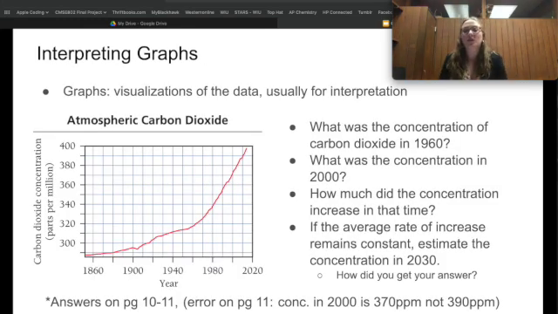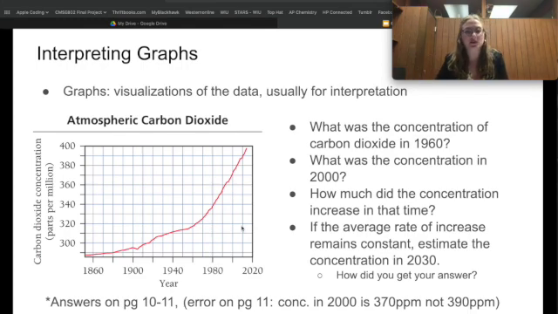The other thing that we often do in class is interpret graphs. One thing you can do with a set of data is plot it on some set of axes, right? Graphs are just visualizations of the data. They help you with interpretation. So here we have a graph that represents the amount of atmospheric, so up in the air, carbon dioxide.